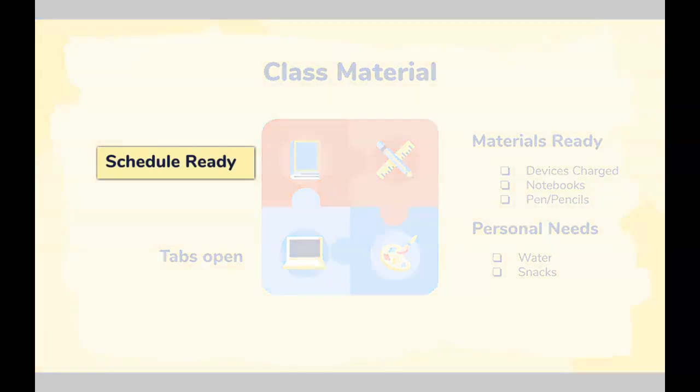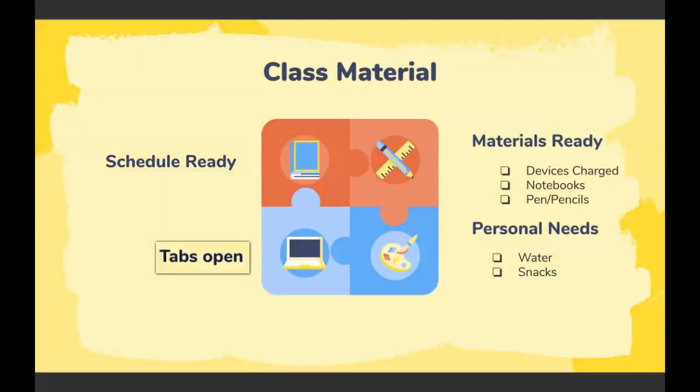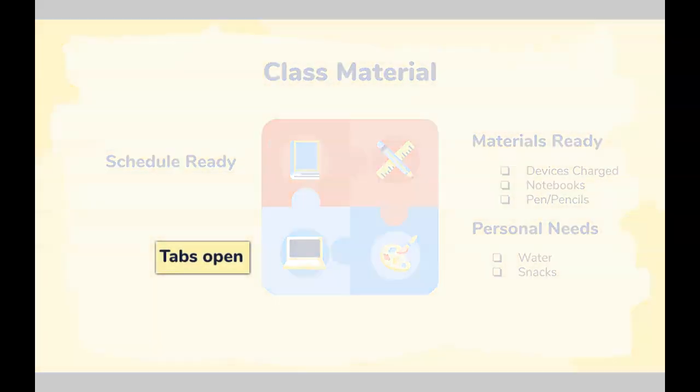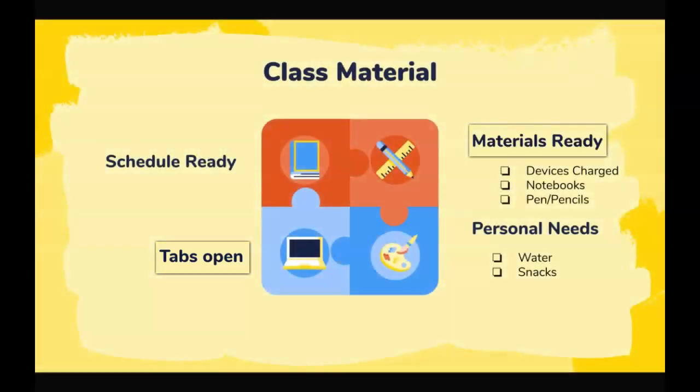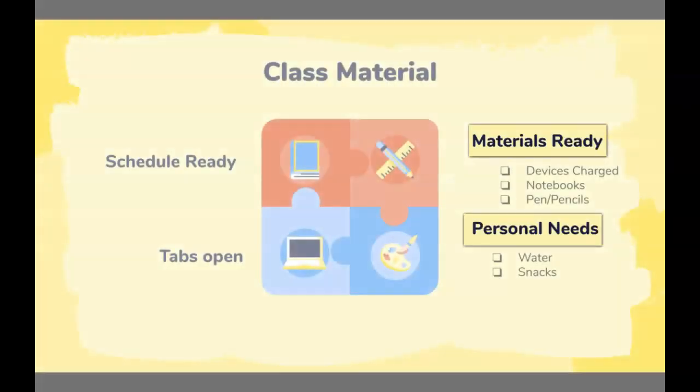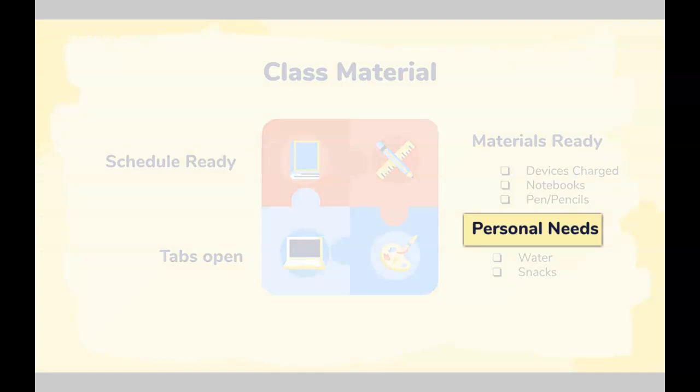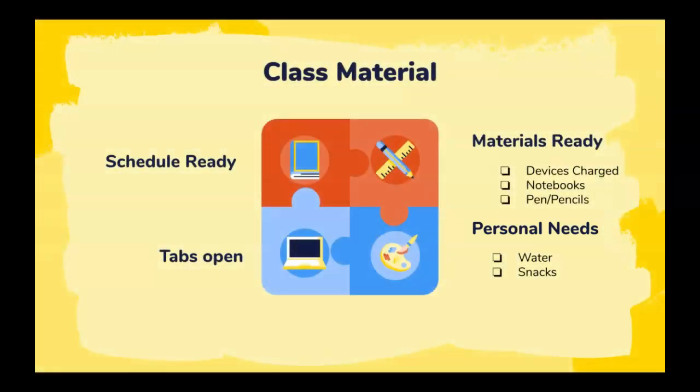We need to have your schedule ready. What does that look like? We need to have your tabs open. What is a tab? You need to have your class materials ready, and you need to have your personal needs ready. So first, I'm going to go over how to have your schedule ready.